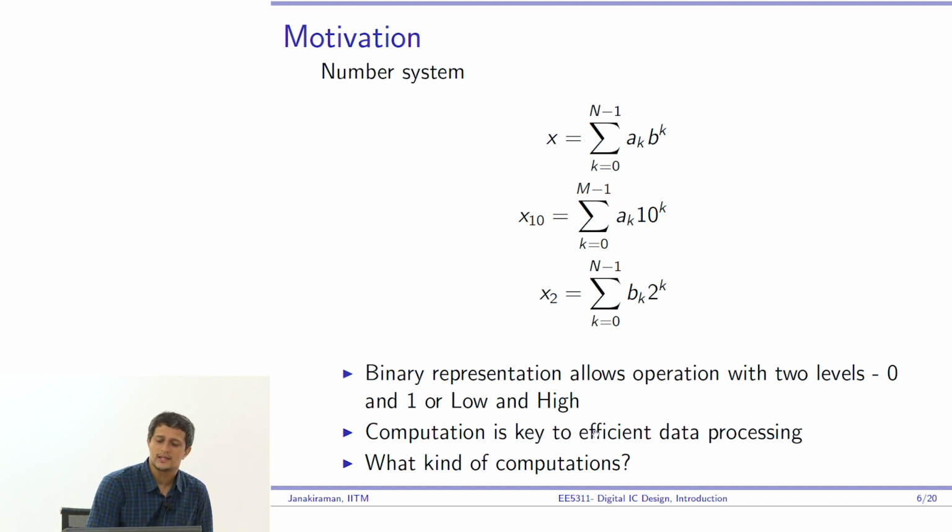Computation is really the key to efficient data processing. For example, neural networks have existed for a long time. They have been used for recognition and artificial intelligence in general. But what is it that has made deep neural networks all of a sudden very famous now? What changed from neural networks 2 decades ago to deep neural networks now? It's basically the computation power.